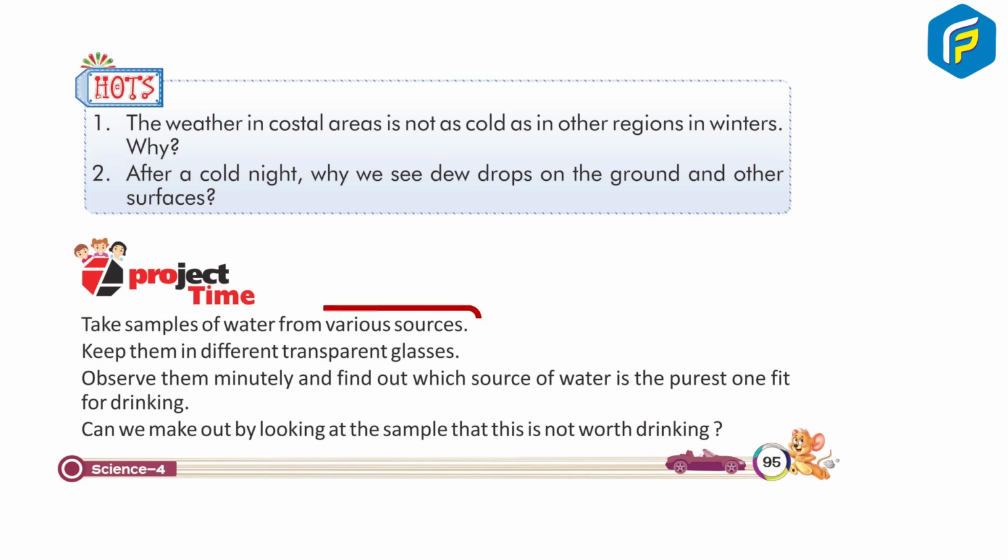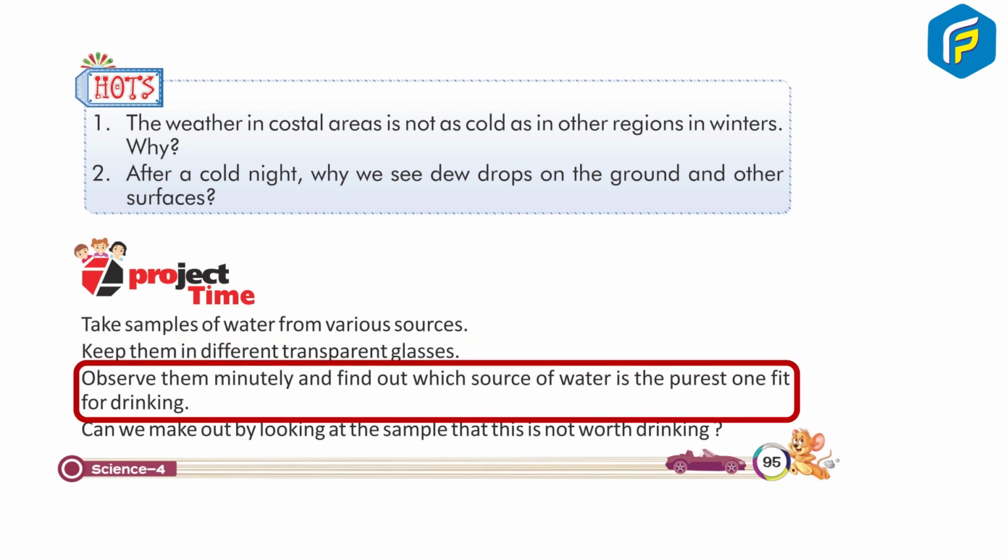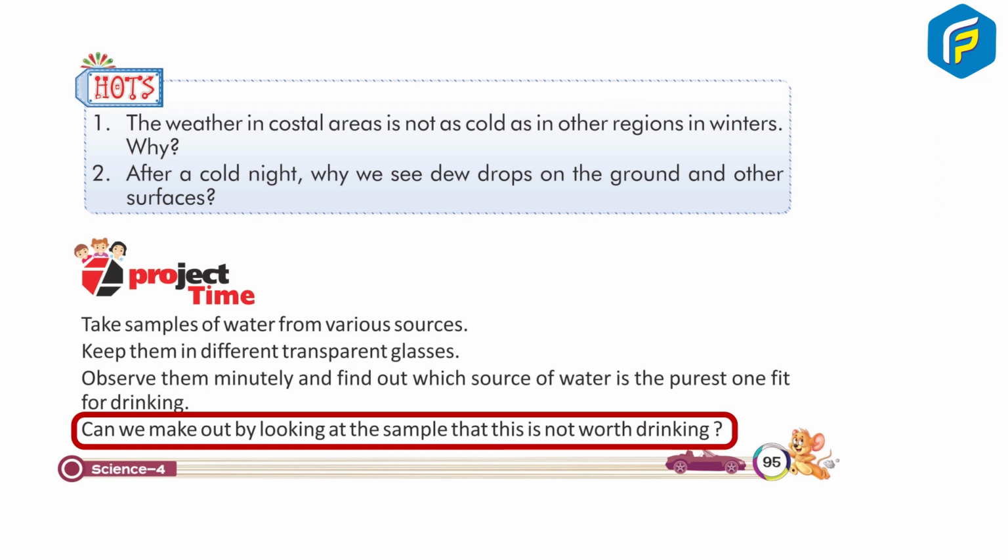Project time. Take samples of water from various sources. Keep them in different transparent glasses. Observe them minutely and find out which source of water is the purest one, fit for drinking. Can we make out by looking at the sample that it's not worth drinking?